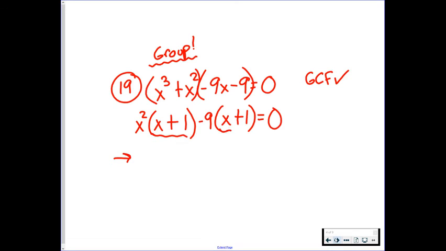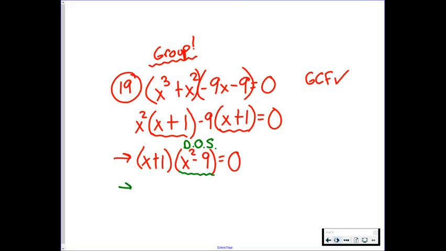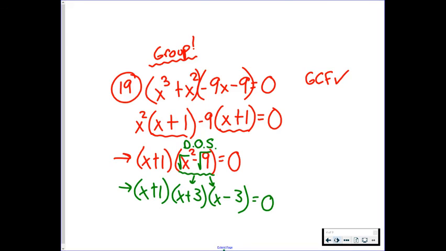These terms are in common, so I'm going to pull that out as well and group the x squared minus 9 together. You can factor this a little bit more because this piece is a difference of 2 perfect squares. So I'm going to factor this just a little bit more. Take the square root of both terms. The square root of 9 is 3. And put plus and minus in the middle. That's how this one factored. And set it equal to 0.